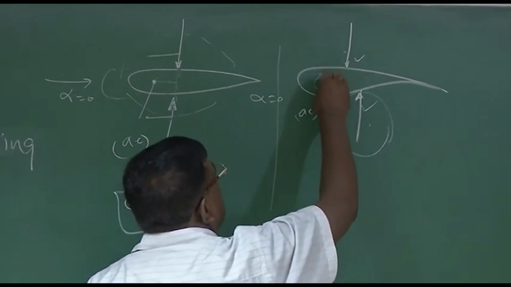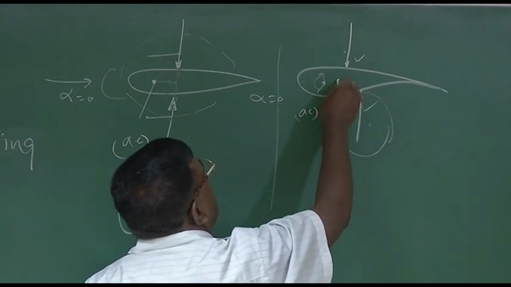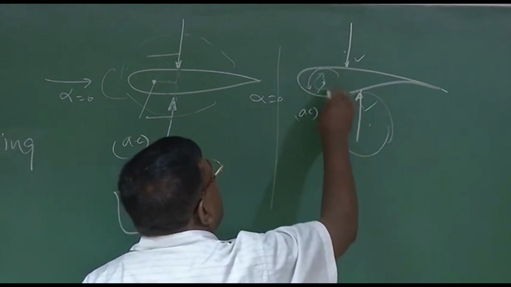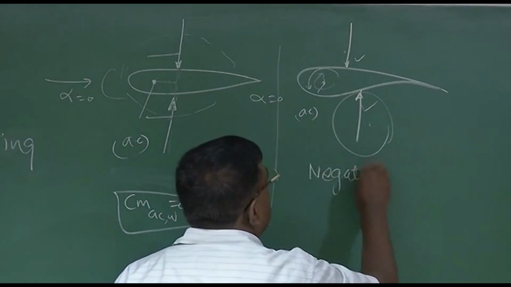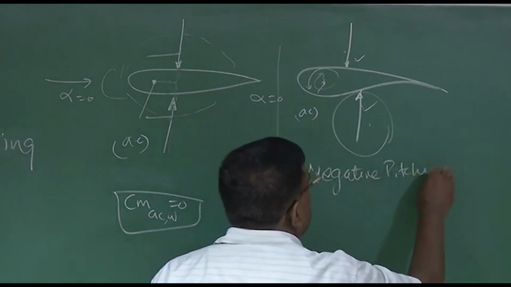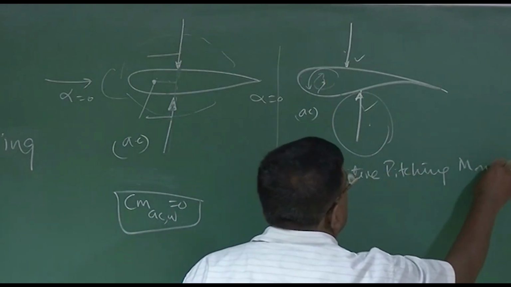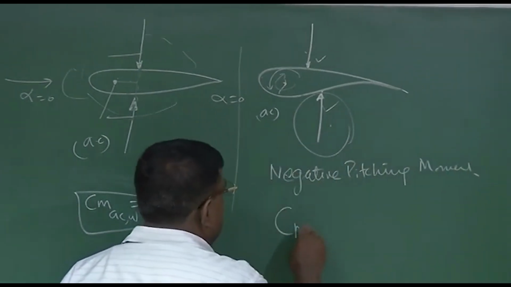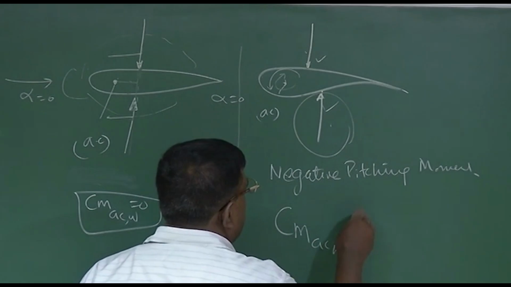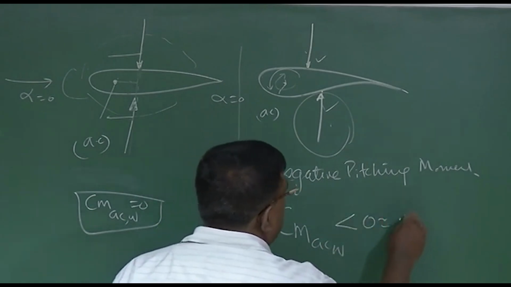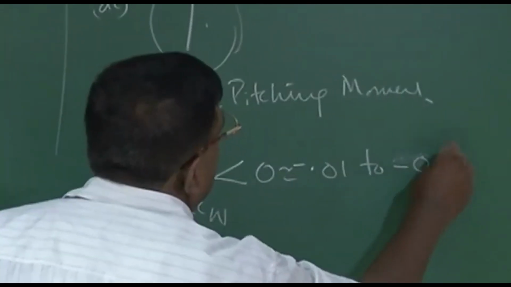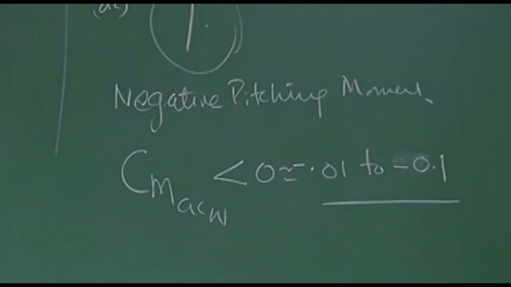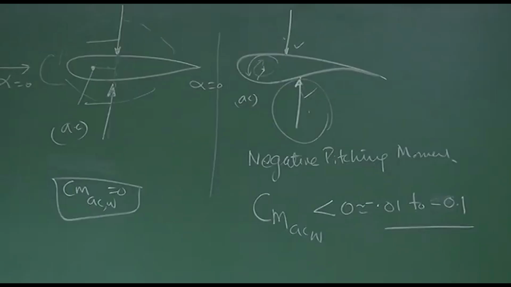Also when I transfer this force from here to here, I have to give a moment like this. When I transfer this force to this point, I have to give a moment like this. So the resultant will have a negative pitching moment, a concentrated moment. That is why we write CM AC wing for a cambered aerofoil is less than 0, and for your understanding, the magnitude will be in the range of around minus 0.01 to minus 0.1, a fair enough number to have a feel.